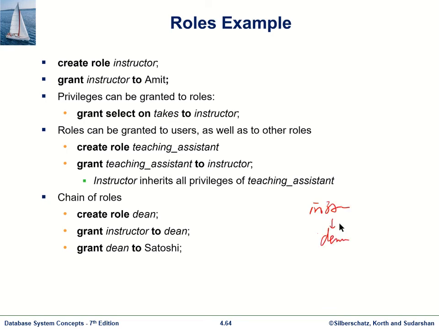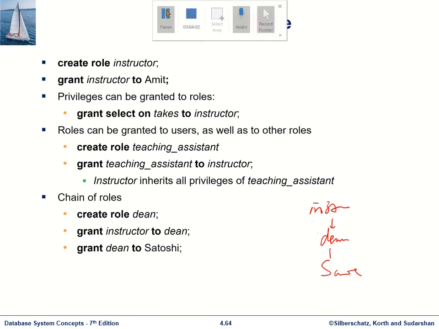And then we have the example Satoshi. So this is the highest, the root, and then this one has the example which is dean, because all the instructors are dean. So Satoshi is a dean and is also an instructor. So that means this is like a chain of roles. This is a role, this is also a role. Okay, that's all for the roles, and then we'll continue with the next one, authorization of views.